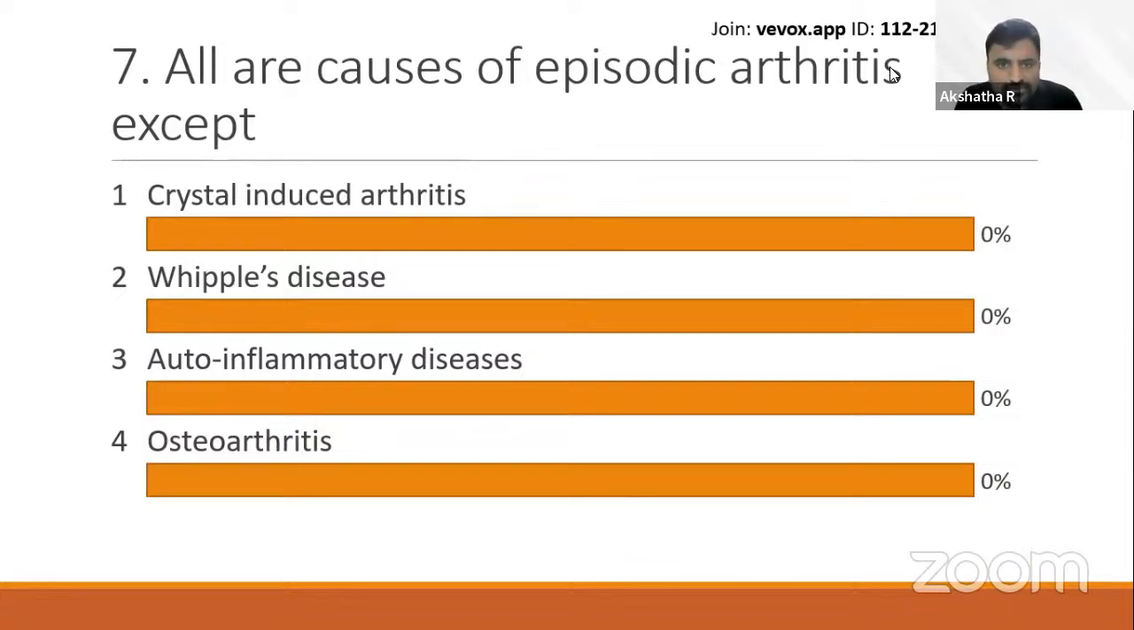All are causes of episodic arthritis except crystal arthritis, Whipple's, autoinflammatory disease, and osteoarthritis. Most of you have got it right. The answer is osteoarthritis.